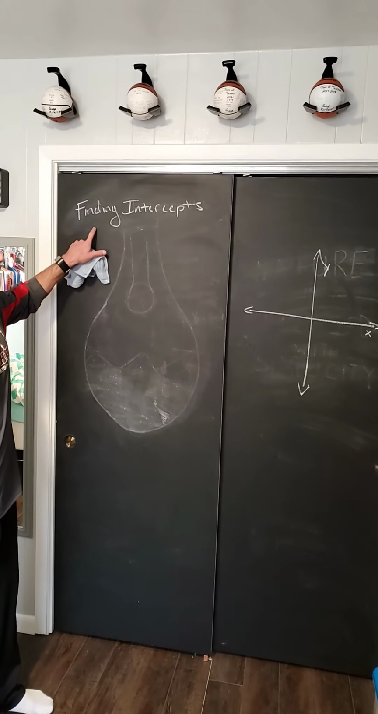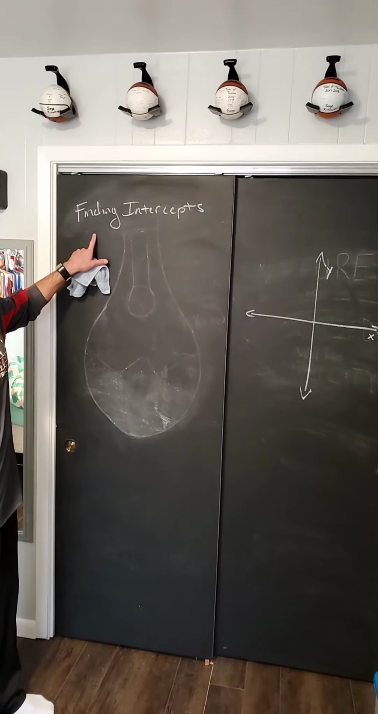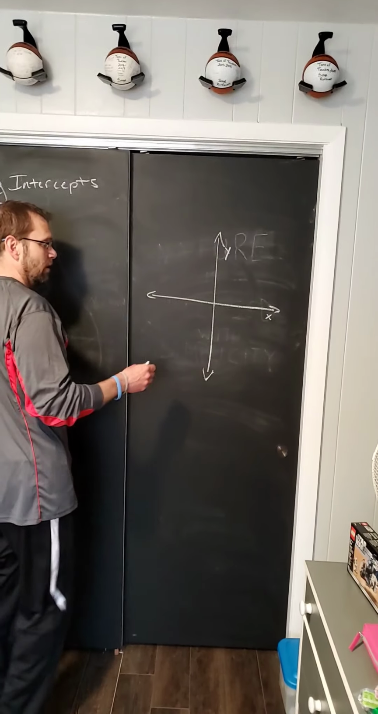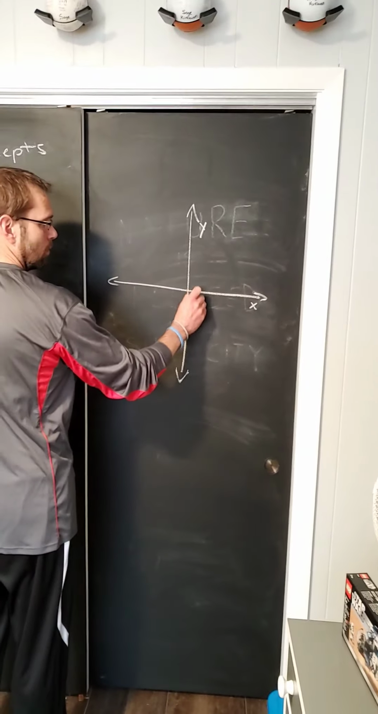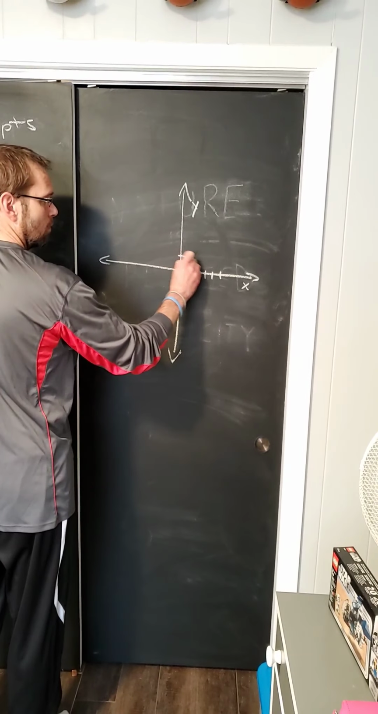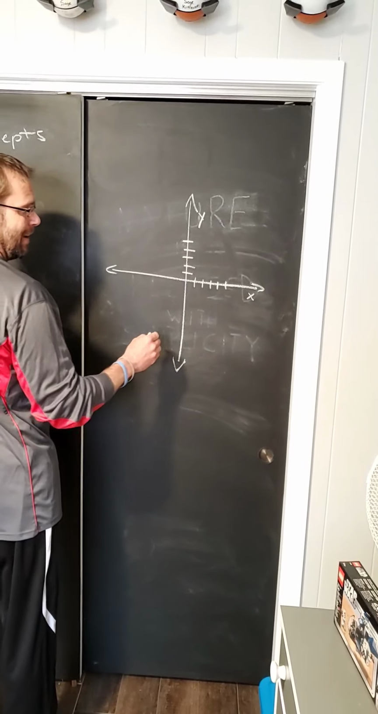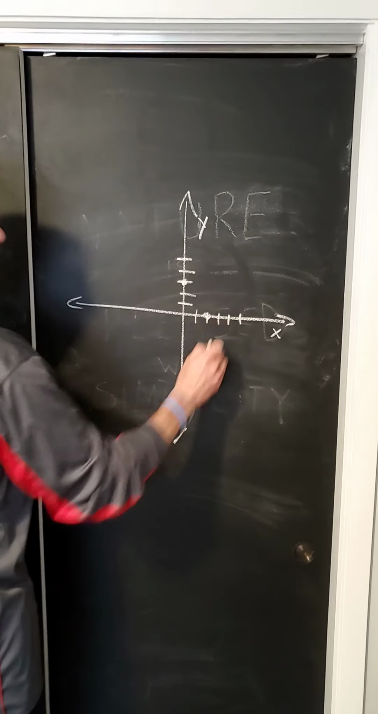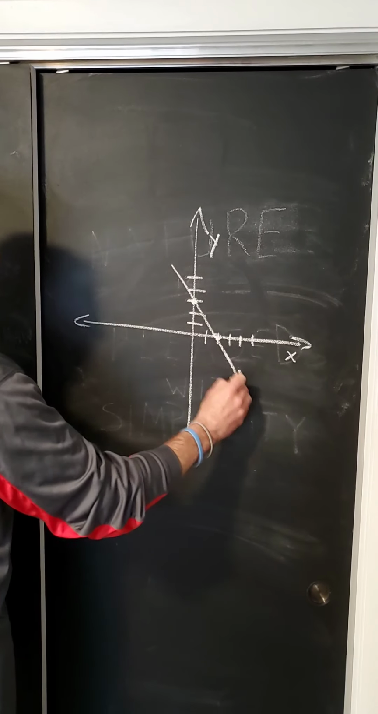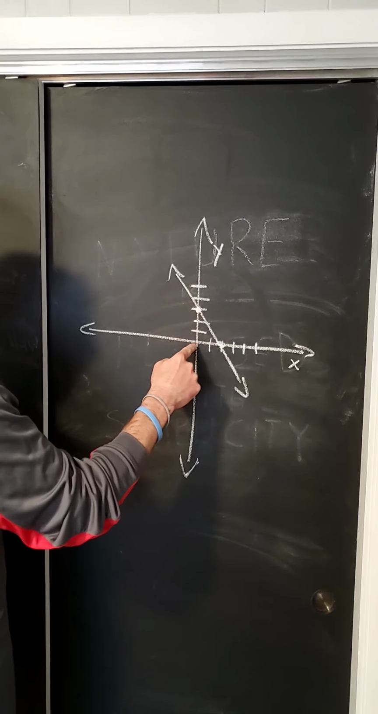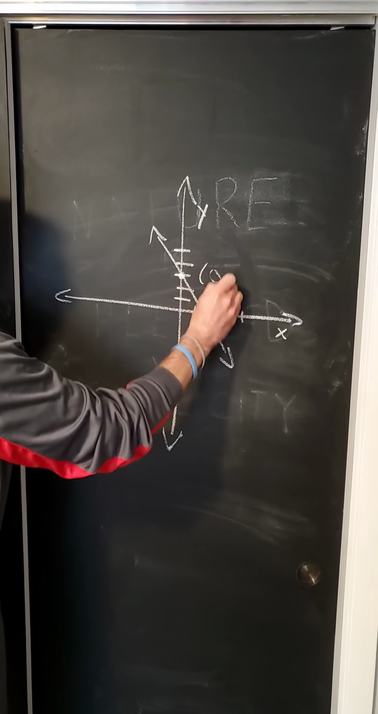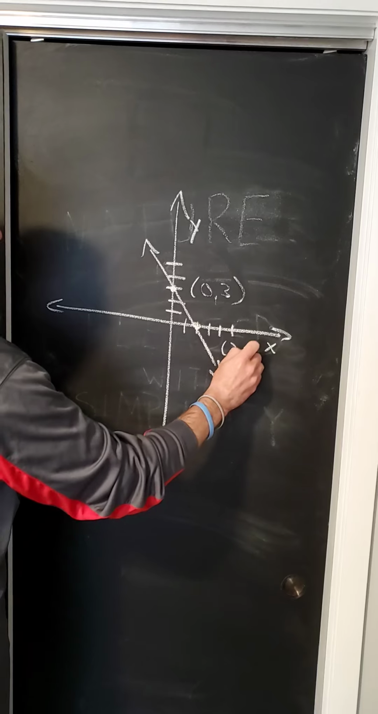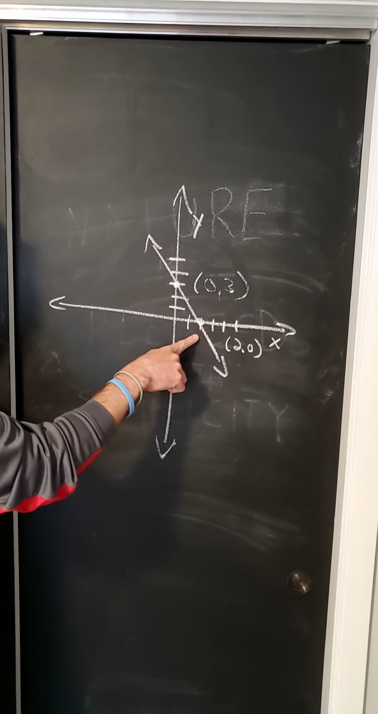So, finding intercepts. We're going to do this from equations. We've done it from a graph, and I want to remind you what we did. If I had a line that went through here and here, this point right here is 0, 1, 2, 3. This point is 2, 0. This is my x-intercept. We've already done this.